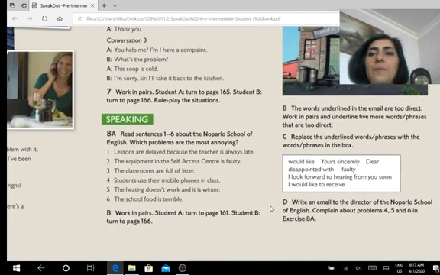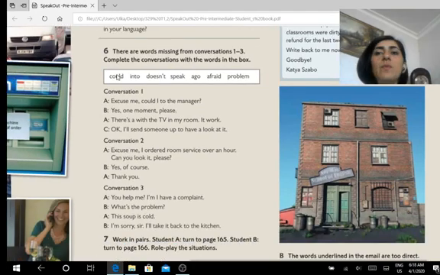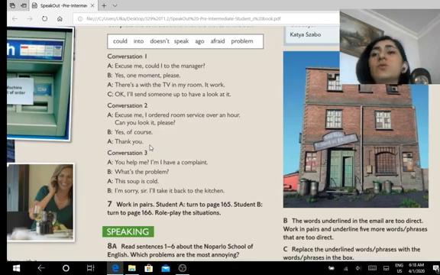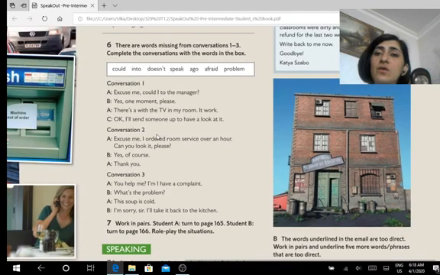you have a box with some words from the conversations. Actually, this conversation, as you see, is connected with the previous exercise 2A here. So you have completed the words from the phrases you heard during your conversations. Here there are mistakes. There are missing words in each phrase. I read the first one from conversation 1. Excuse me, could I to the manager? So what's missing here? There is a main verb missing here.